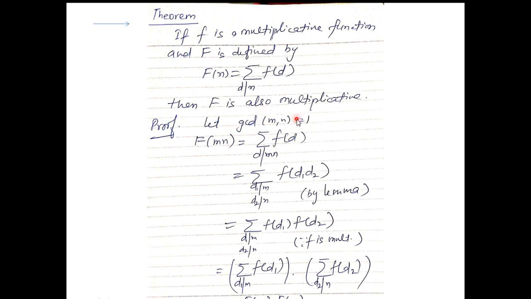We take two numbers m and n which are relatively prime, and we want to find the value of F(mn), and we have to show that it is equal to F(m) into F(n). So what is F(mn)? F(mn) by this definition is equal to the summation of f(d), d divides mn. So this is equal to the summation of f(d1 d2), where d1 divides m and d2 divides n. This is by the lemma which we have already seen. So this is equal to the summation of f(d1) f(d2) because f is multiplicative, it is already given to you, and then you will follow the result.